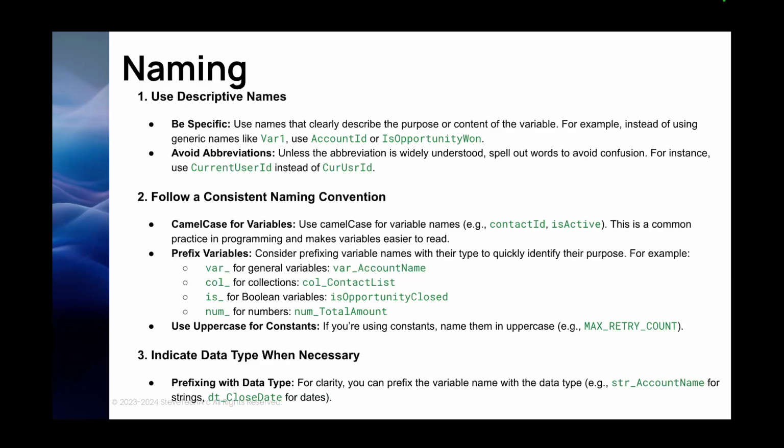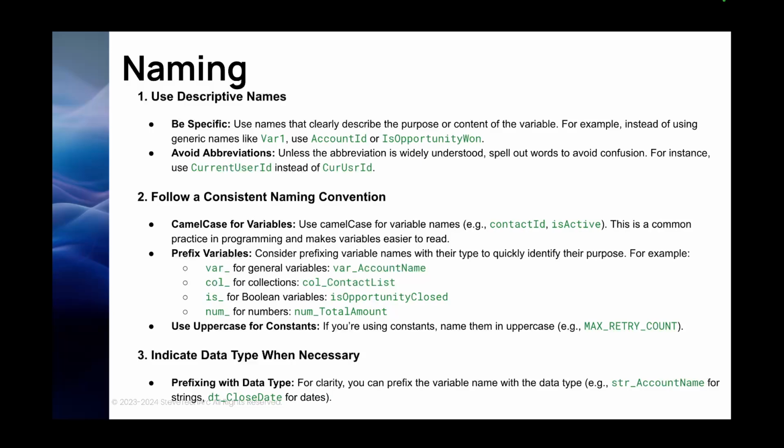So first, be descriptive. Don't use variable 1. Use something like accountID or isOpportunity1. Be careful with abbreviations that are unrecognizable. Now, many architects and developers follow naming conventions, maybe using camel case, or I've seen in a number of implementations, people put prefixes: var, account name, call, contact.